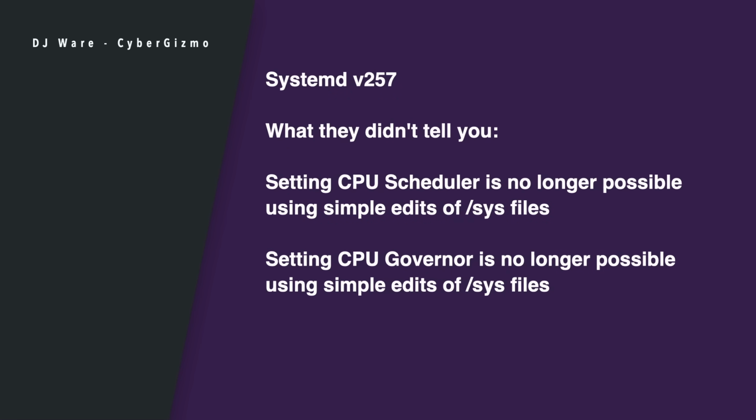What they didn't tell you is that things like setting the CPU scheduler through the /sys mechanisms will no longer work. Same with the CPU governor. You'll no longer find any sysfs parts stored in there that you can grab onto to change the governor. So you're relying completely on power profiles, powerprofilesctl, which is a systemd function to handle that for you. Also, there are eBPF modules now in the kernel that provide a direct interface to systemd.